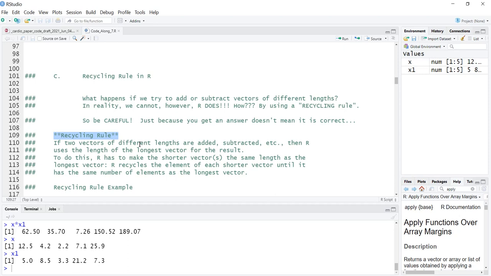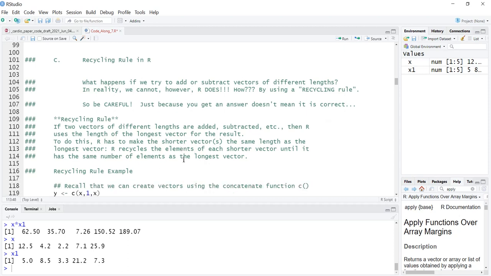Okay, so the recycling rule: if two vectors of different lengths are added, subtracted, multiplied, divided, etc., or added and subtracted, multiplied, you can't divide vectors, then R uses the length of the longest vector. So that means that it takes any of the shorter vectors and makes them the same length as the longest vector. And in order to do that, it recycles the elements of each shorter vector until that vector has the same number of elements as the longest vector. Oh my gosh, what is this saying, right?